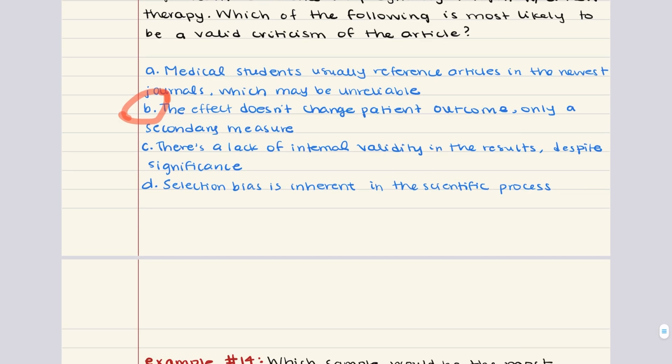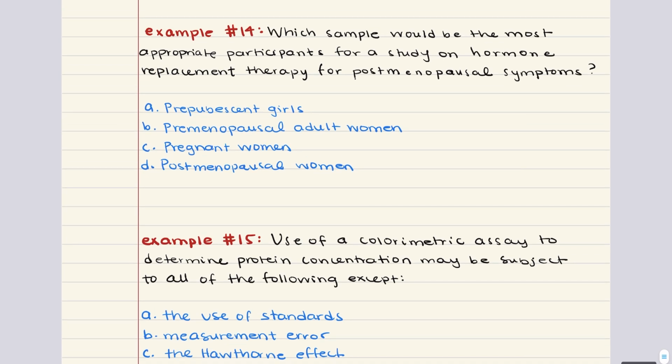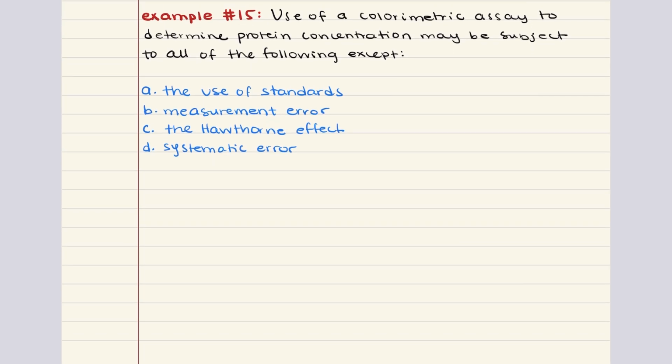Now let's move on to problem 14. Problem 14 says which sample would be the most appropriate participants for a study on hormone replacement therapy for postmenopausal symptoms. Now, samples should always be taken from the target population or the population of interest. So, given that the target population is postmenopausal women, that's the group that should be used for the sample, which means that the correct answer for problem 14 is D. Now we can tackle our last and final problem.